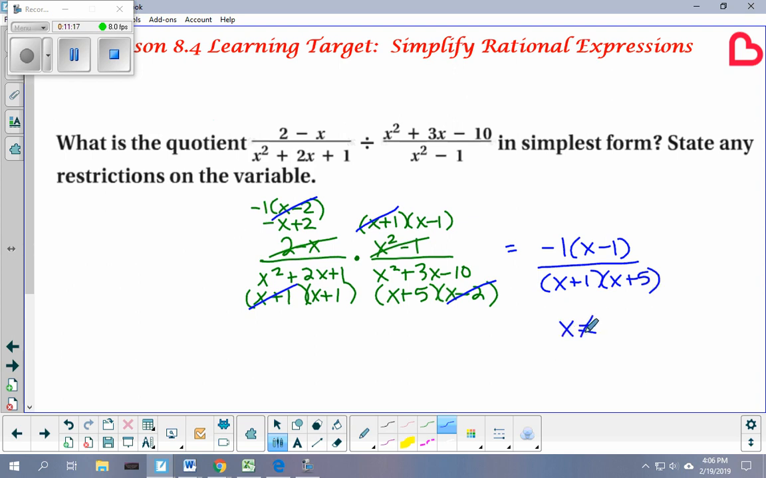And then I need to write the restrictions. And again, I look at the denominators of the problem. And x cannot equal negative 1, negative 5, or 2.